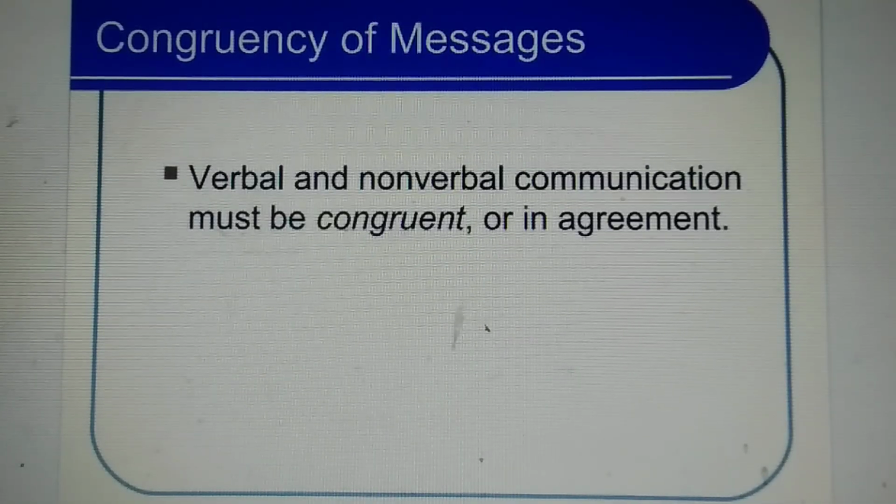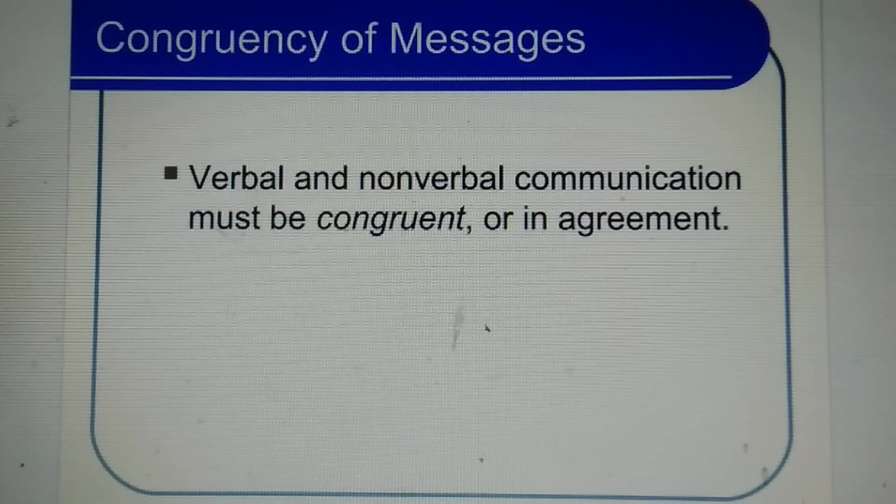Next slide, we have congruency of message. Verbal and non-verbal communication must be congruent in argument. What does it mean? Let me explain a little bit so you understand congruency. When we say congruency, we mean that the verbal message and the non-verbal cues are aligned, they match each other. For example, if I say I'm happy to help, my tone, my facial expression, and body language should also reflect that positivity.